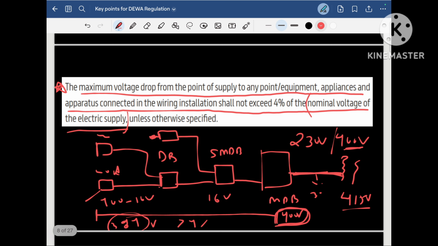Here some people get confused that the nominal voltage is 400 volts, so at the load side the maximum voltage drop along this whole path must be less than 4%. So the voltage drop between the MDB and the load must be less than 16 volt, and in percentage it should be less than 4%. Hope you are clear with this point.